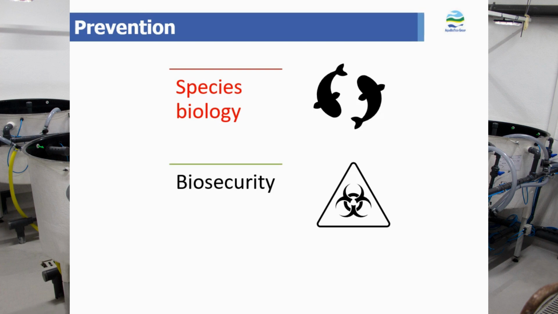Biosecurity is the second component of preventing diseases. It helps to prevent the introduction of microorganisms that can cause serious diseases in our fish population. These microorganisms are called primary pathogens, and they could be many species of viruses, bacteria, parasites, and fungi.